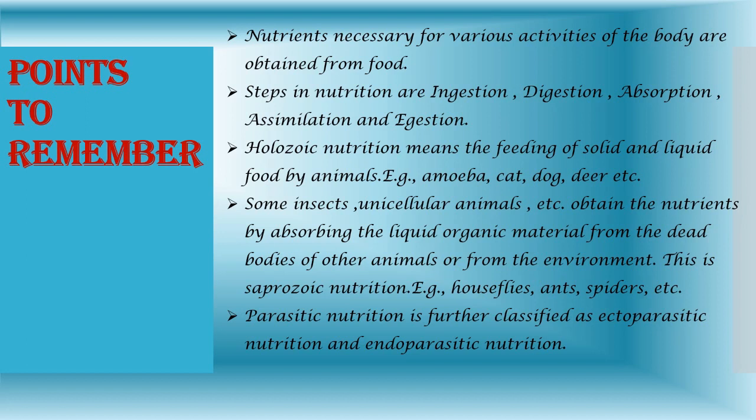Then some insects, unicellular animals, etc. obtain the nutrients by absorbing the liquid organic material from the dead bodies of other animals or from the environment. This is saprozoic nutrition. For example, houseflies, ants, spiders, etc. Then parasitic nutrition is further classified as ectoparasitic nutrition and endoparasitic nutrition.